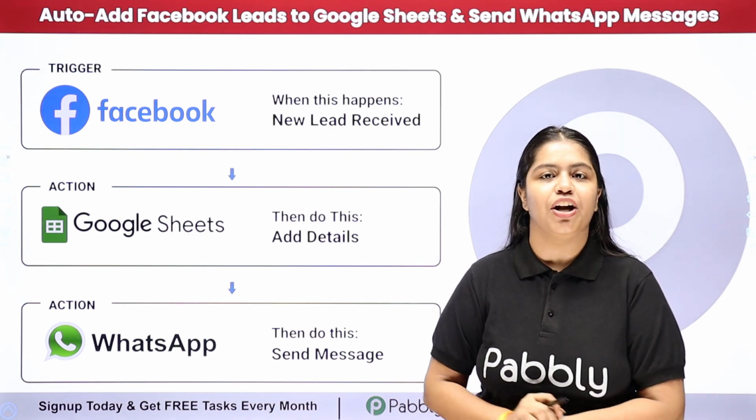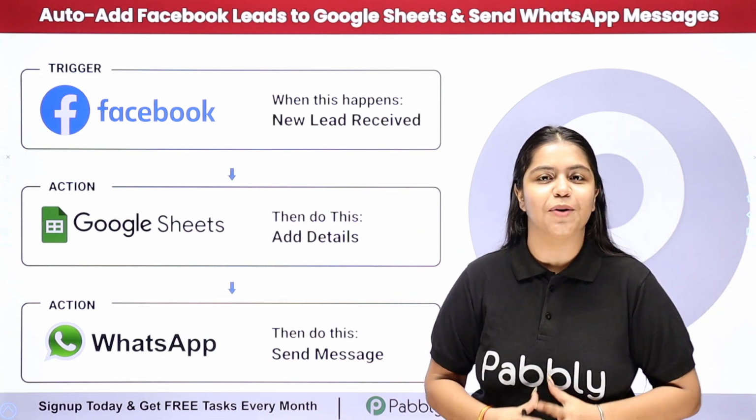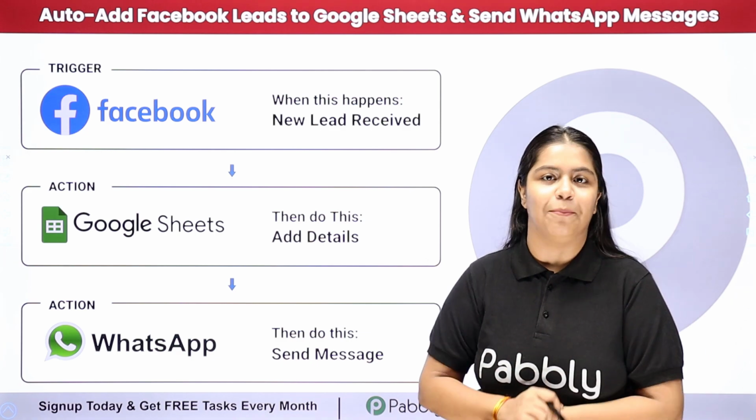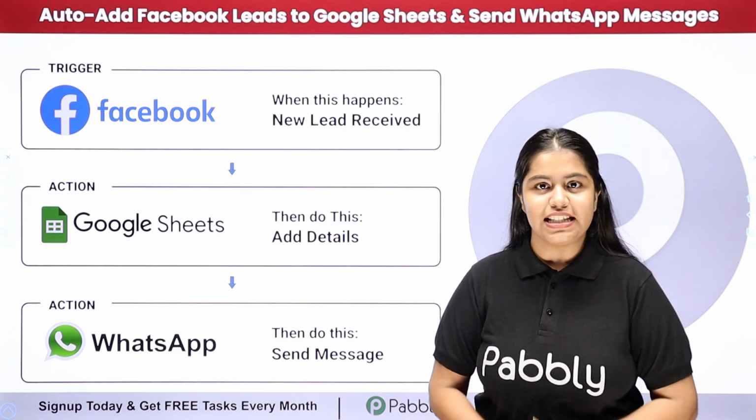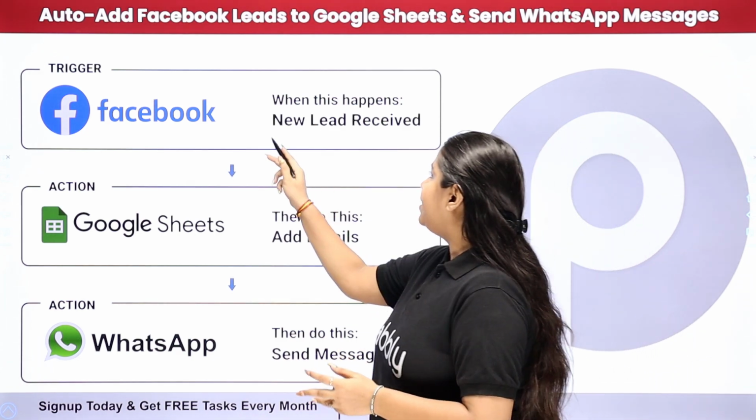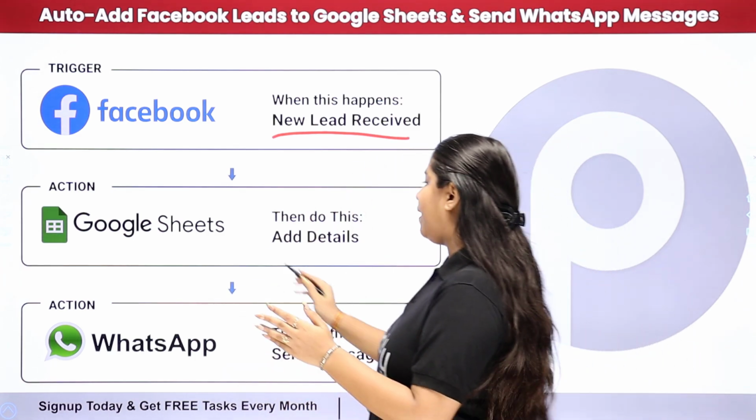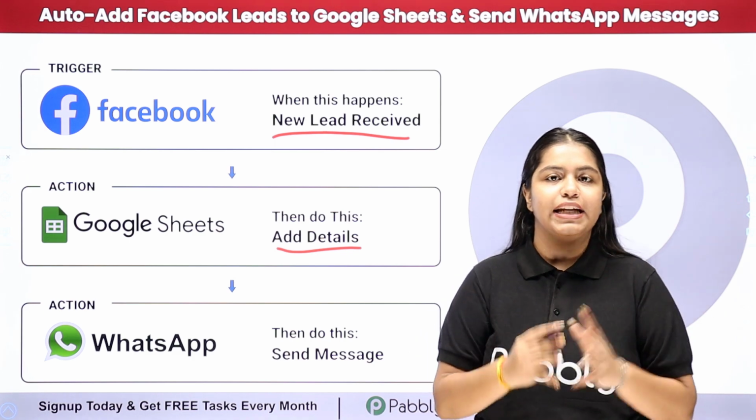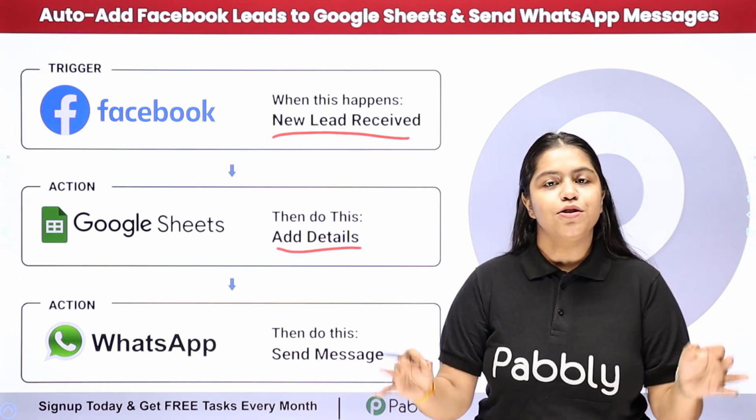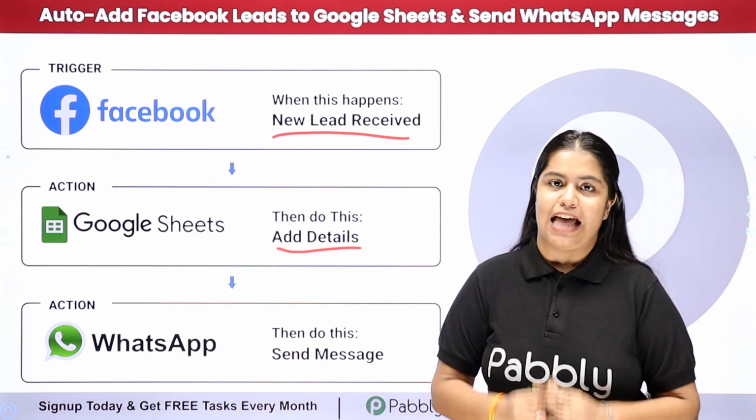So over here I'm running a business and we also use Facebook lead ads to get more leads for our business. And now what I want is that as soon as we receive a new lead from Facebook lead ads, I want to add the lead details into my Google Sheets. Not only adding the lead details, I also want to send them an automated WhatsApp message.